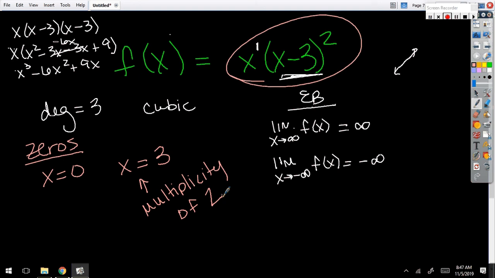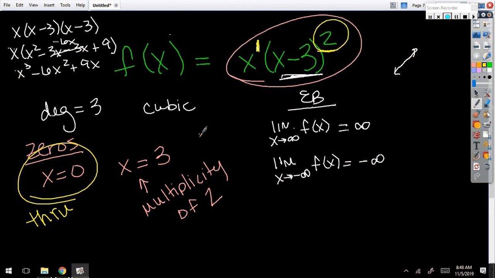Now let me ask you, of these two zeros, do they both go straight through or sit on the axis? Look at this one first. Is it even or odd? No, it goes straight. X to the first power. Is one even or odd? Odd. So it goes through. How about this one? This one's even. So it sits on the axis. We're going to do one more thing with this. We're going to sketch it.